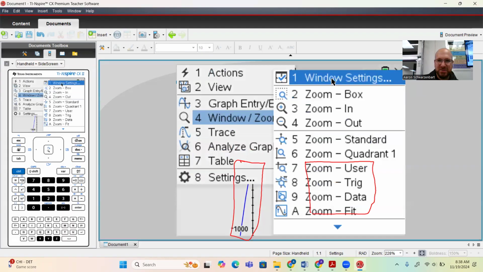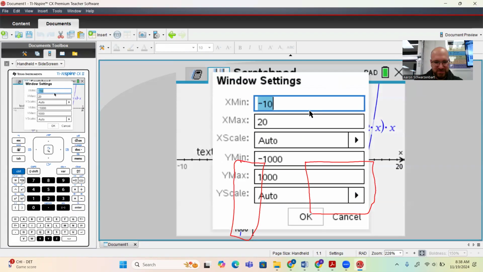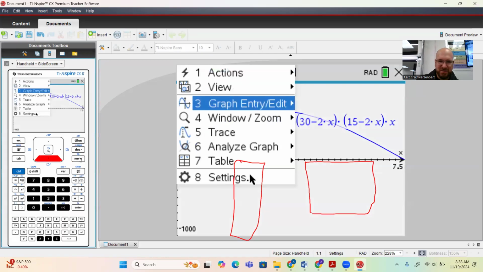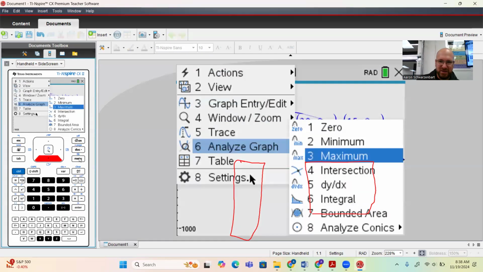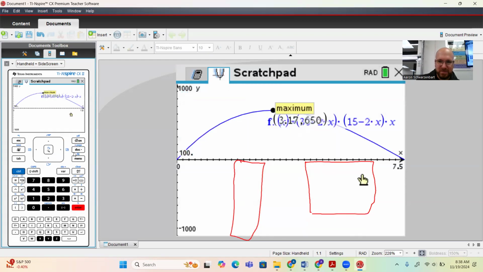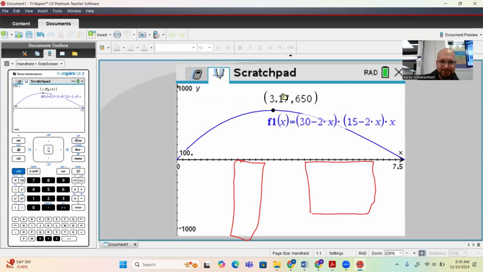We said x had to be between 0 and 7.5. I really didn't need the negative part. But here's my graph. This is the meaningful part of my graph. Notice the volume is 0 on both ends. And it wants me to find the maximum. Menu, analyze graph, maximum. That's a little hard to read. So x is 3.17. The maximum volume is 650.